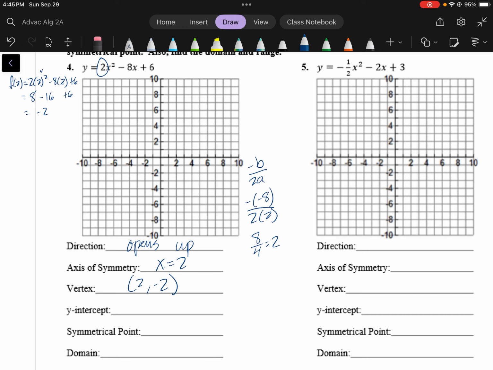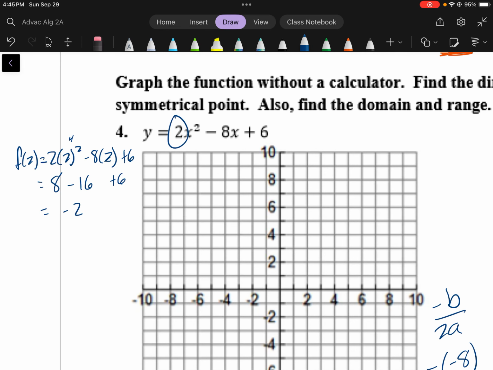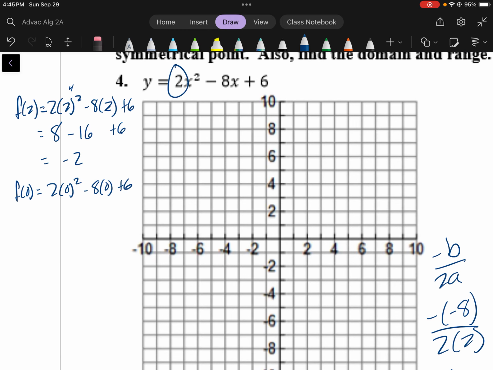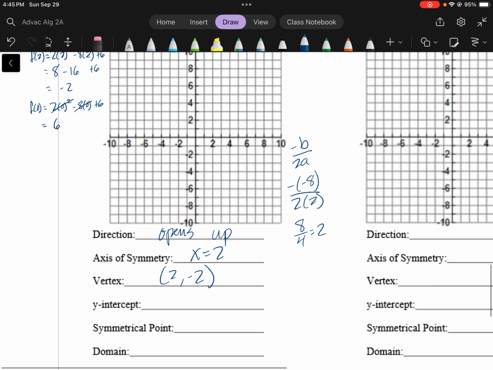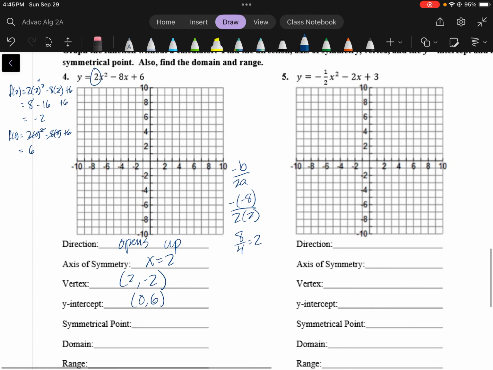The y-intercept is going to be when you set x equal to 0. So now we need to say that f of 0 is equal to 2 times 0 squared minus 8 times 0 plus 6. And what you'll notice, the more and more you do this, is that those terms are always going to be 0, and it's always going to result in whatever that constant is at the end. And so we get that the y-intercept is at (0, 6).